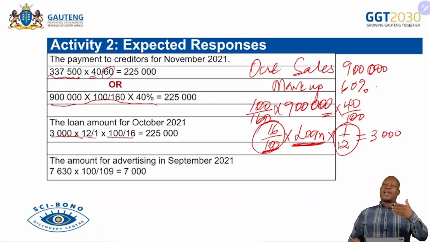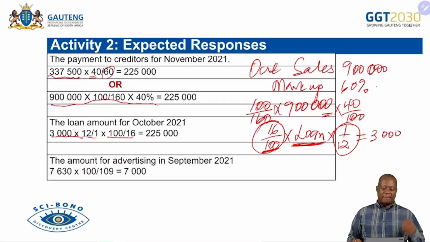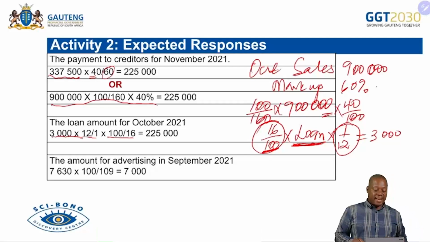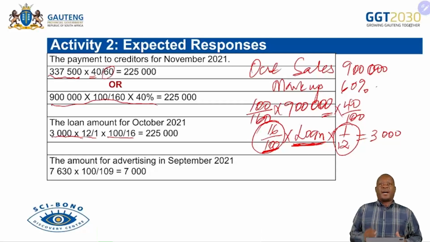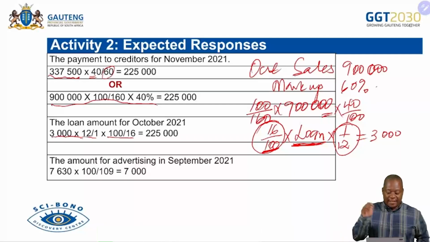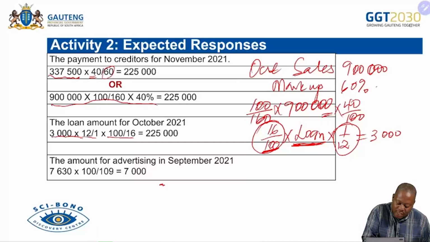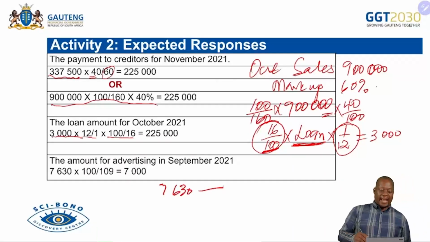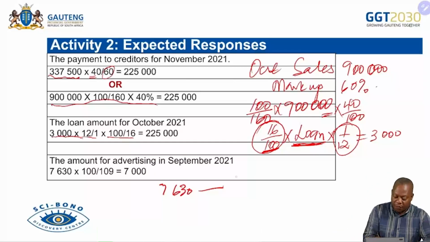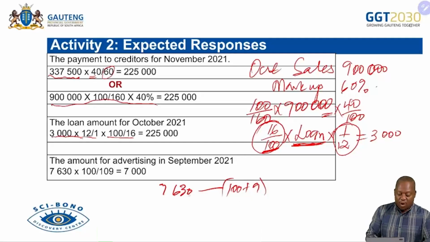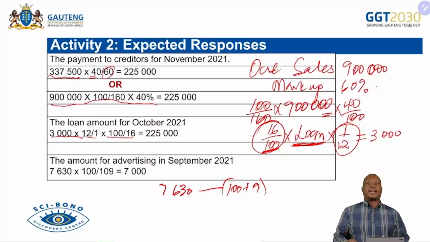And now, the last thing that they wanted us to look into is the amount of advertising. Now, what they are doing with advertising is they are saying, we are not sure of the advertising figure for September, but we know for October and November. And they are saying in October and November, it was 7,630. And this was after a 9% increase. So this is the 100% plus the 9%. That's what we got, because there is a 9% that has been added.